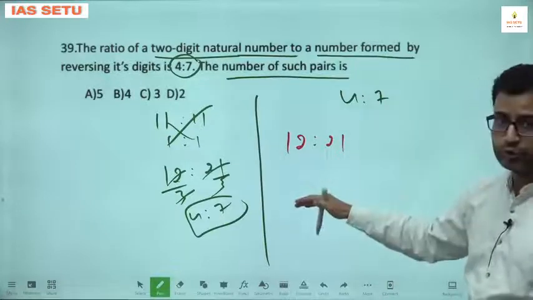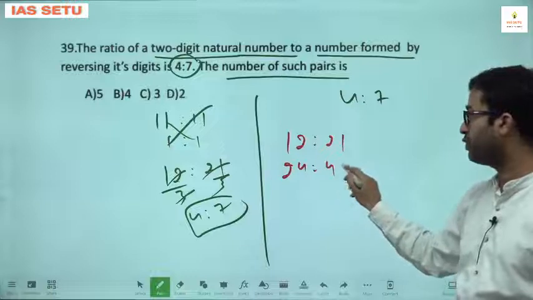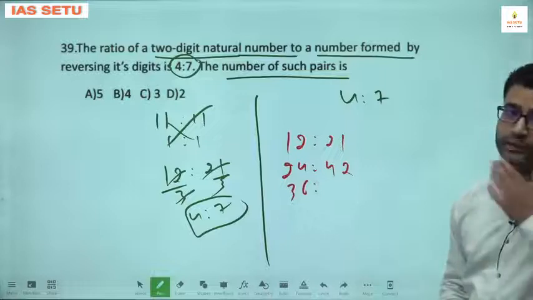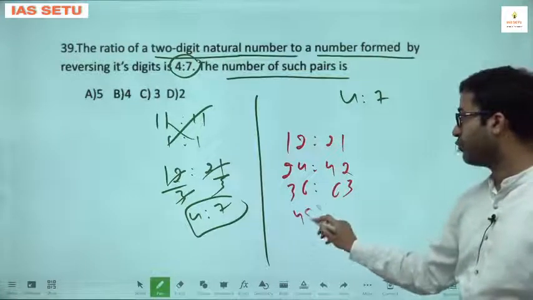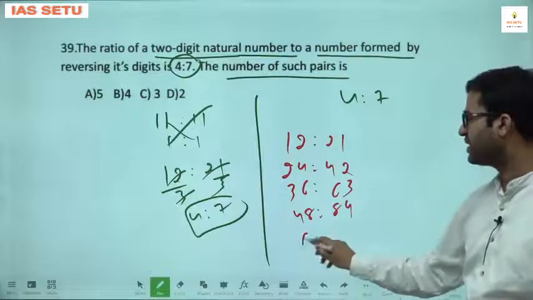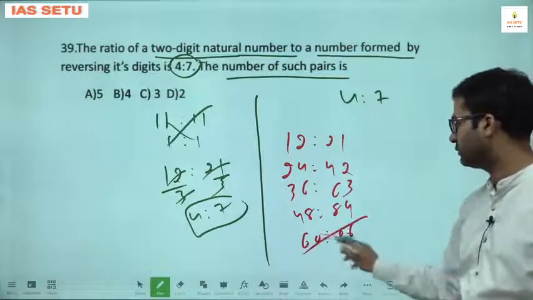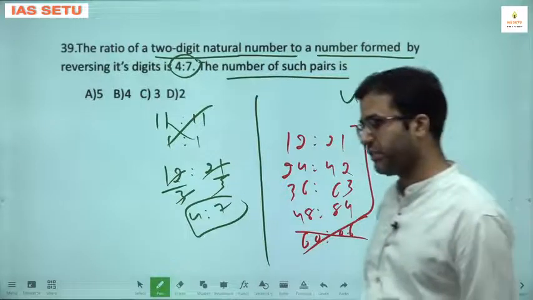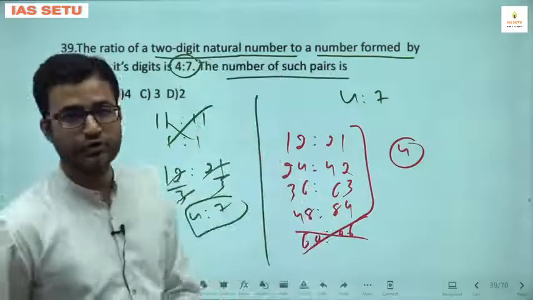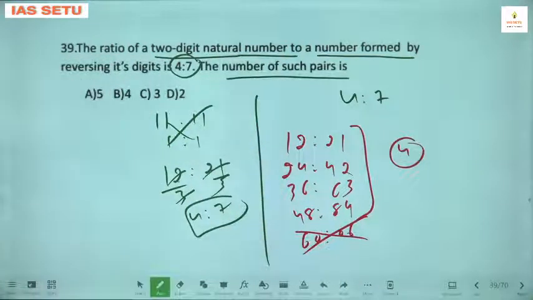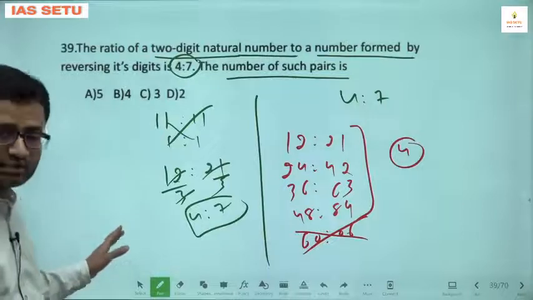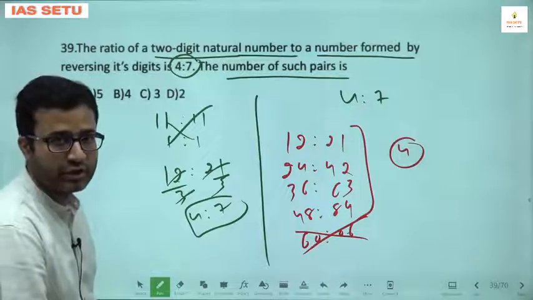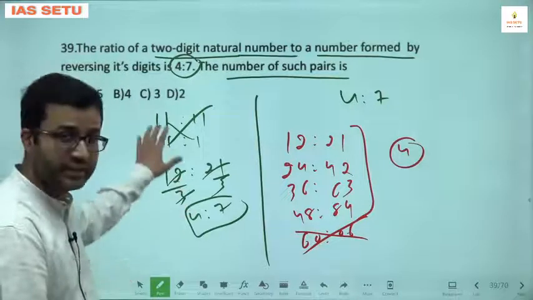If I multiply it by 2, it means 24 and 42. Yes, you can check. Then 36, 63. Keep on taking multiples of 12: 48, 84, 60 and 6 will not work. So it means there are 4 such pairs. Here in front of you, I started with 11. First I did hit and trial, started with 11. Then 12. I was so lucky that the second number itself helped me, 12, 21.